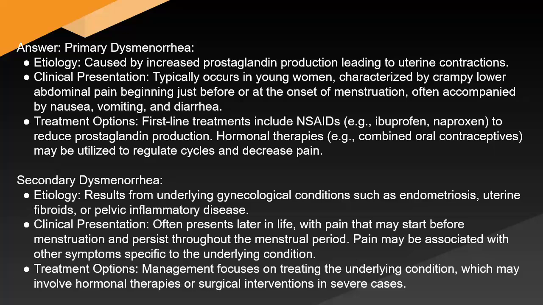Secondary dysmenorrhea, etiology, results from underlying gynecological conditions such as endometriosis, uterine fibroids, or pelvic inflammatory disease. Clinical presentation, often presents later in life with pain that may start before menstruation and persist throughout the menstrual period. Pain may be associated with other symptoms specific to the underlying condition. Treatment options. Management focuses on treating the underlying condition, which may involve hormonal therapies or surgical interventions in severe cases.